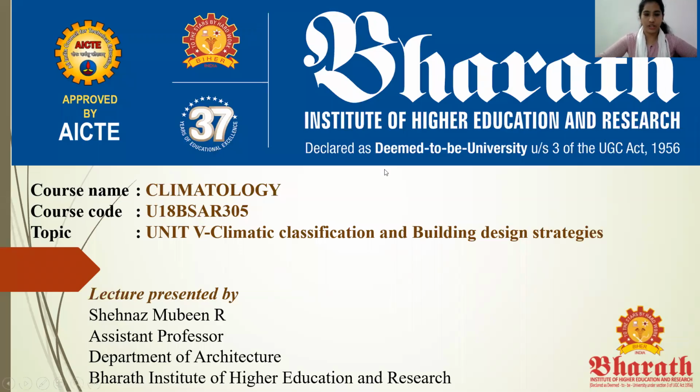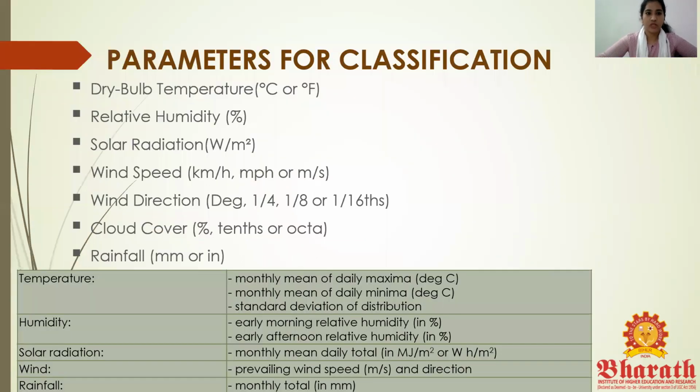Good morning, guys. Today in climatology for Unit 5, we'll be looking at what exactly a climate classification is and building design strategies. For this, we would start off by understanding how the climate is basically classified. The parameters for classification would include your dry bulb temperature, your relative humidity, your solar radiation, your wind speed, your wind direction, the cloud cover, rainfall, etc.